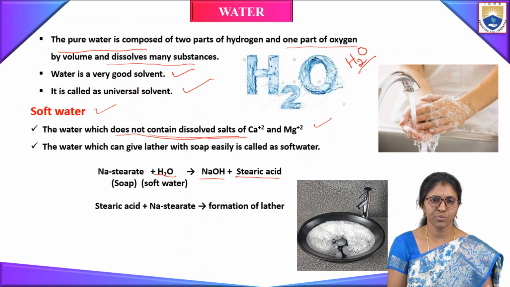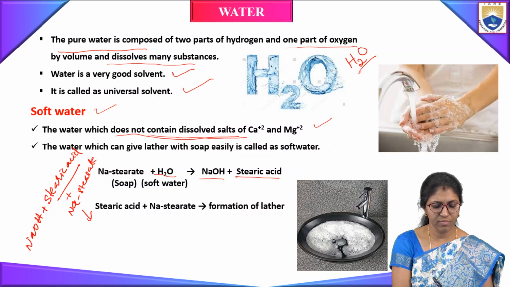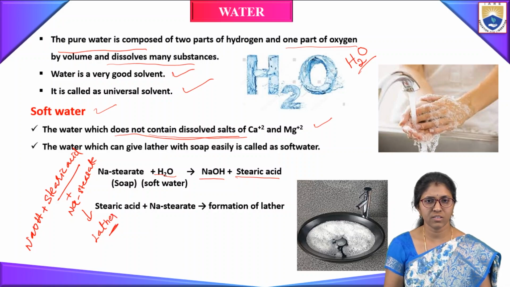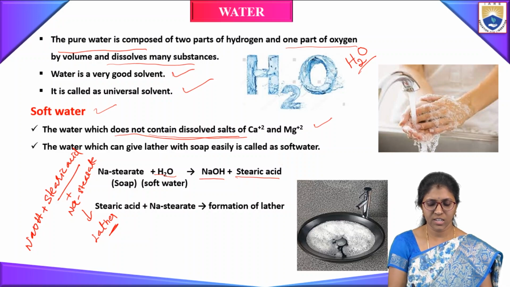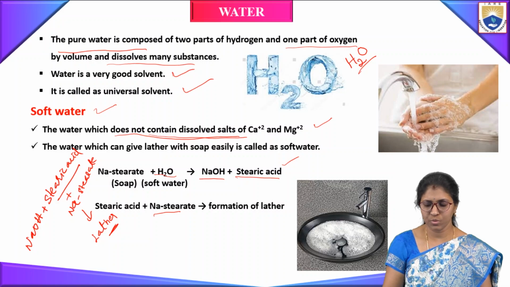So when soft water is treated with soap, the sodium stearate present in soap reacts with soft water and forms sodium hydroxide and stearic acid. This stearic acid again reacts with sodium stearate present in soap and forms lather. So formation of lather takes place, because soft water does not contain calcium 2+ and magnesium 2+. So this is about soft water.